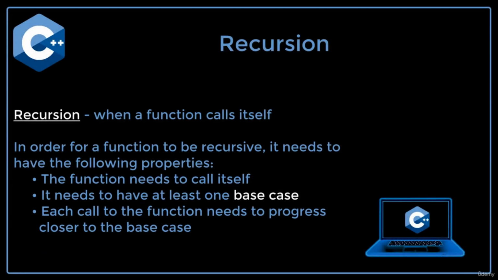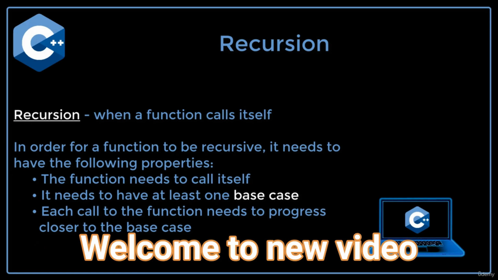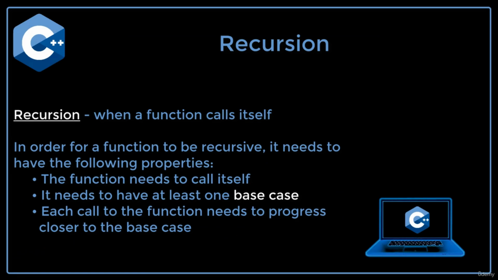In this video, we will learn about recursion. Put simply, recursion is when a function calls itself. Up until this point in the course, we've learned how to solve problems iteratively, using iteration with for loops and while loops. In order for a function to be recursive, it needs to have the following properties.